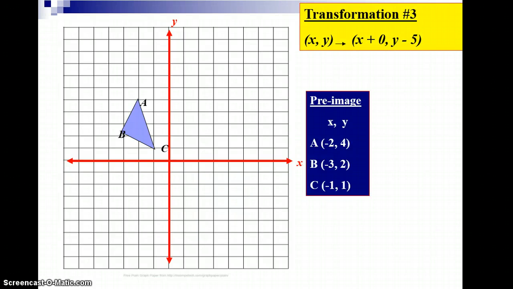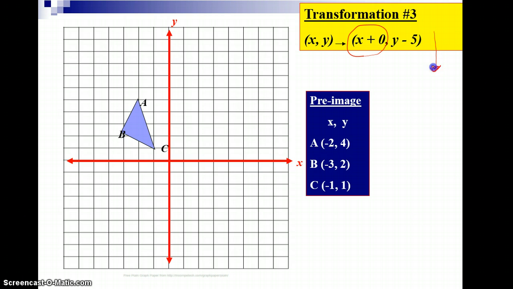Transformation number 3. Now you can be pausing this at any time to do your calculating. Don't wait till the very last and then come back and have to do all that calculating. Stop and calculate whenever you need to. This transformation has x staying 0, so we're not going to move along the x-axis. We'll stay where we are, but we will be moving on the y.